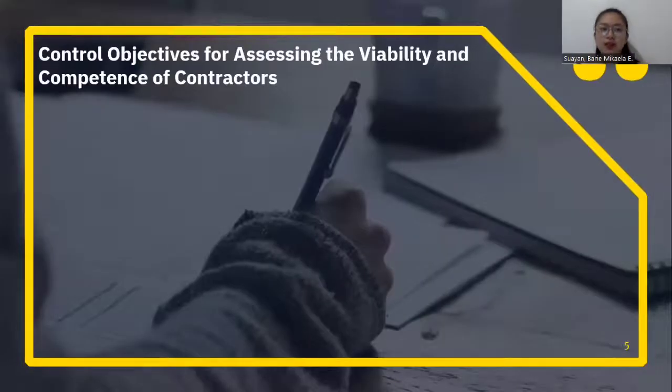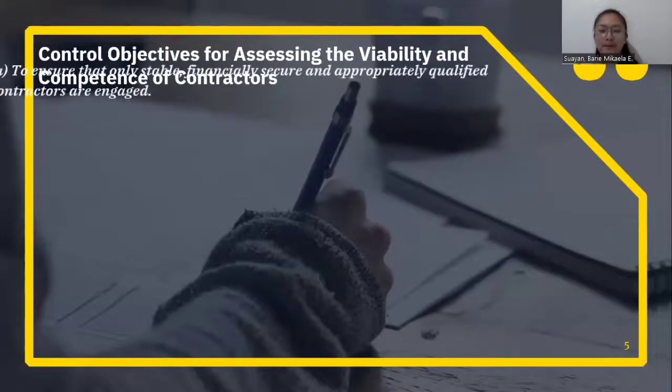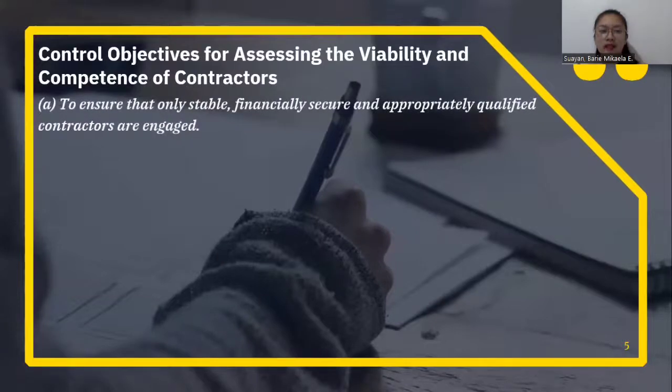Next is control objectives for assessing the viability and competence of contractors. A, to ensure that stable, financially secure, and appropriately qualified contractors are engaged. Like what I have said earlier, one of the objectives is that we must ensure that only stable, financially secure, and appropriately qualified contractors are engaged.